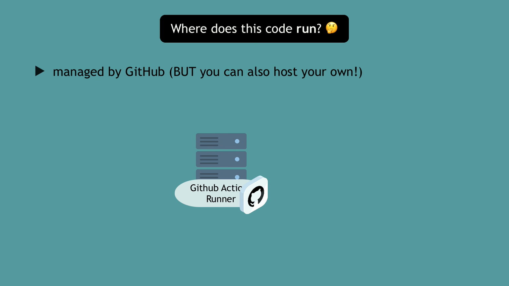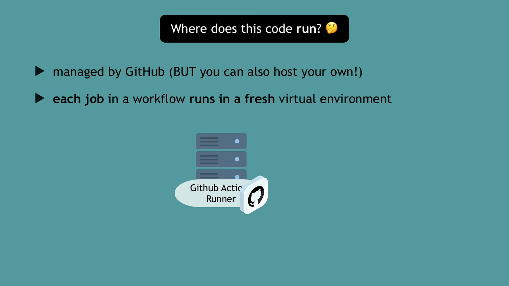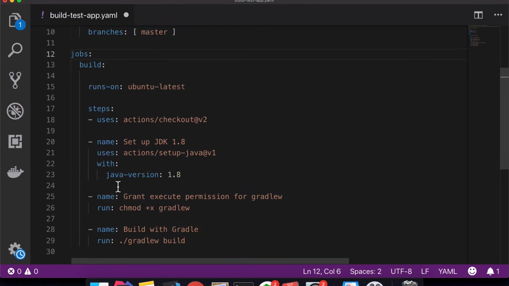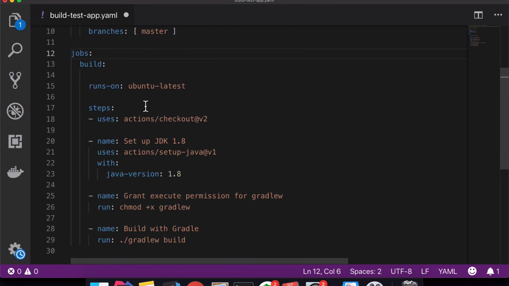And important to note here is that whenever you create a new job or a new workflow with a set of jobs, for every single job, a fresh new GitHub server will be prepared or used to execute all those steps inside the job.